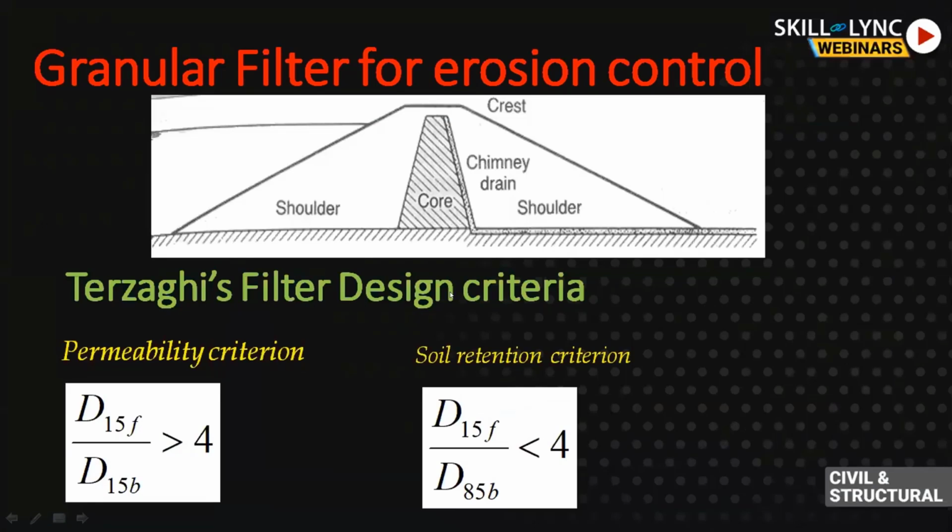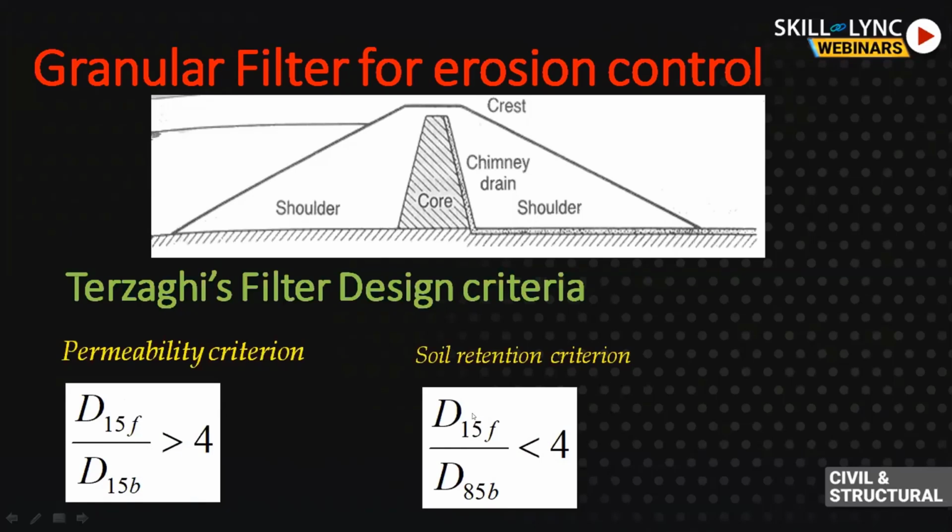Now you see that granular filter media was designed using Terzaghi's concept. Terzaghi was the first person who actually proposed the idea of designing the granular filter media. So he gave two criteria. One is the permeability criteria, and another is the soil retention criteria. It says D15F upon D15B should be more than 4. You know that F means filter, B is the base material, and D15 means the size that corresponds to 15% finer. And this can be obtained from the particle size distribution curve of the base soil and filter media.